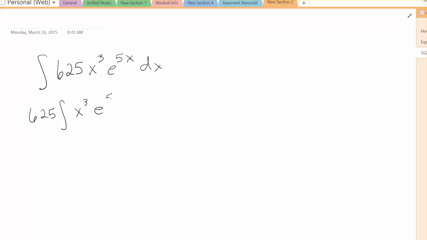So when you use the tabular method with integration by parts, if you have a polynomial that you can differentiate down to 0, and then another term that's easy to integrate, which this is, then this is a great candidate for integration by parts. So what you do is you figure out what your u is and what your dv is. Your u is going to be x cubed, and you're just going to differentiate that down to 0. So of course you'll have 3x squared, then 6x, then 6, and then 0.